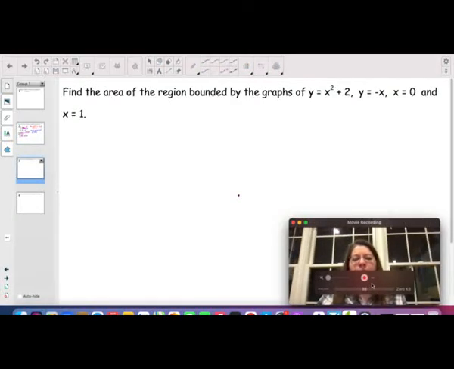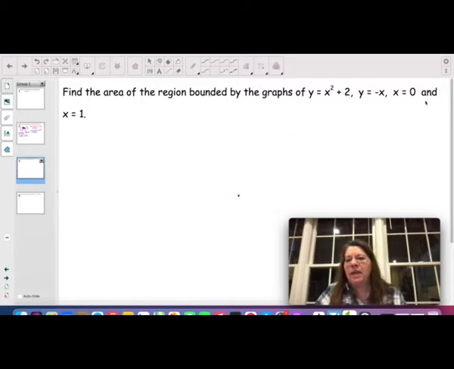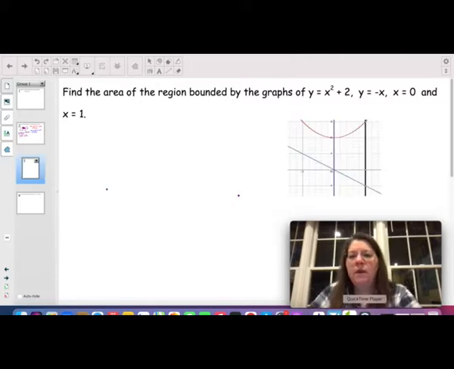So here's the first example that we're going to do. It says find the area of the region bounded by the graphs of y equals x squared plus 2, y equals negative x, x equals 0, and x equals 1. So if we take all of these functions and graph them in Desmos, we're going to get a region. I'm going to graph them in Desmos so that I can see what that looks like, and then I'm going to pull that graph over here so that we have the picture to look at to find the area between the two curves.